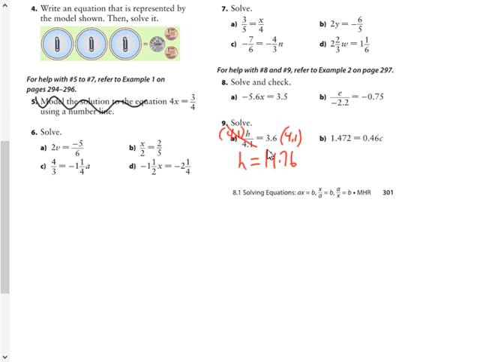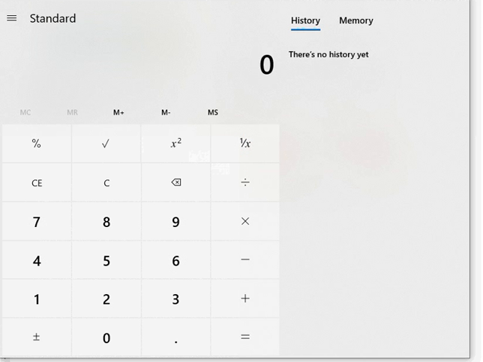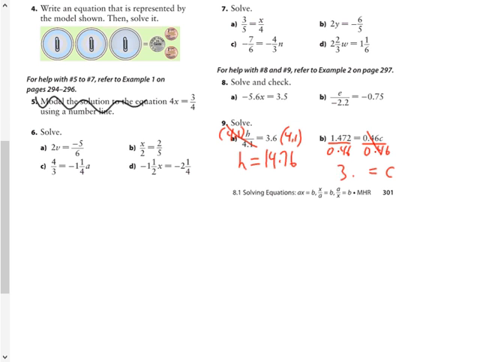And the last one, I'm going to divide both sides by the coefficient to get rid of it. So I'm going to divide both sides by 0.46. And c will equal 1.472 divided by 0.46, which equals 3.2. So c equals 3.2, or 3.2 equals c.